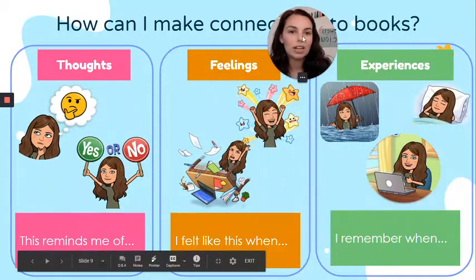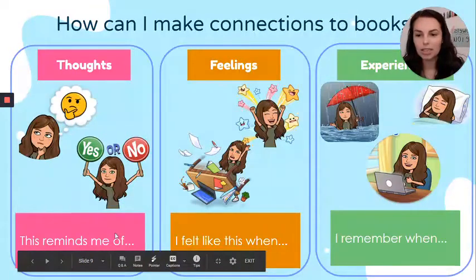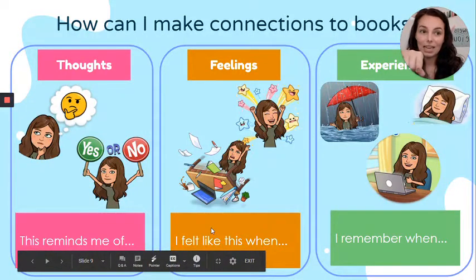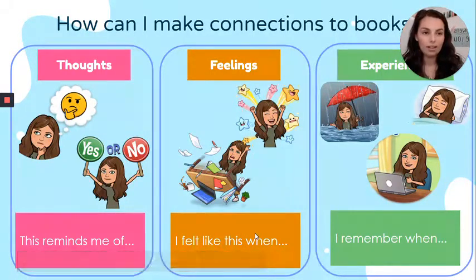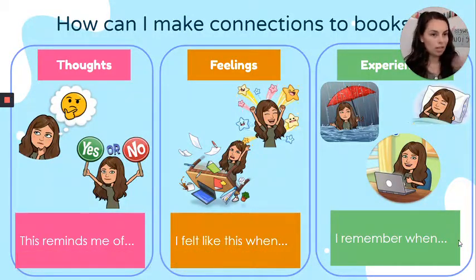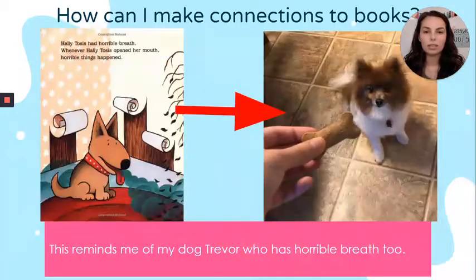So when we're making our connections to the books, I just put a sentence down here to help us. You might say in a book, this part reminds me of. For feelings in a book, you might say, I felt like this when. Or for experiences, you can say, I remember when I. And I'm going to give you a little more help as we're doing this.